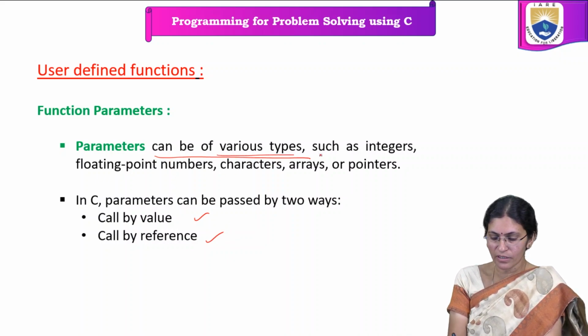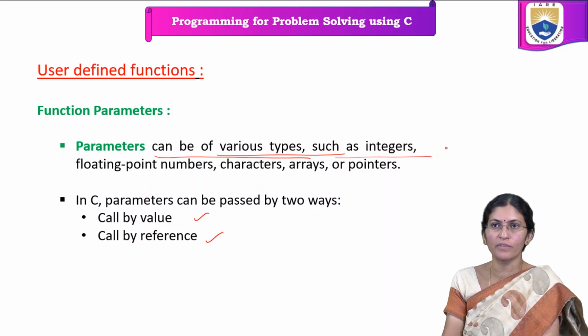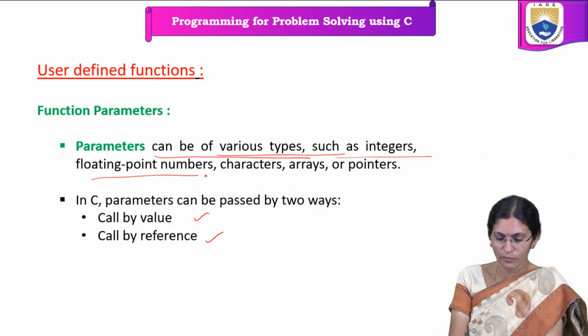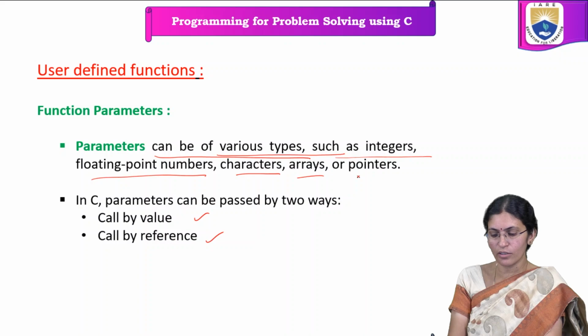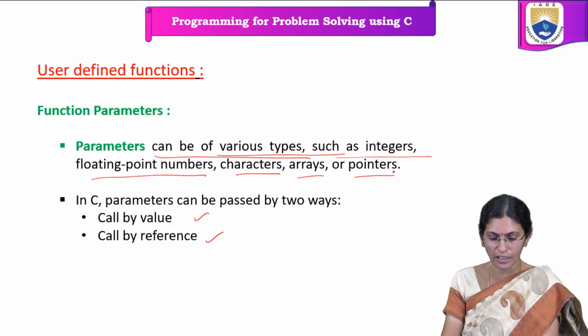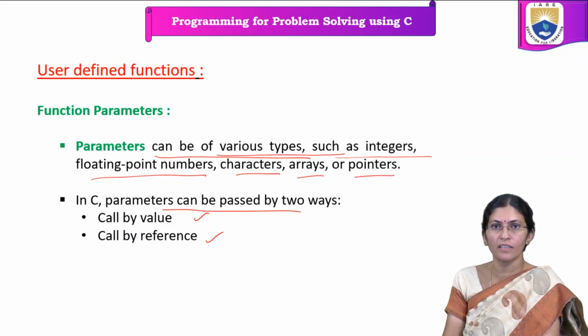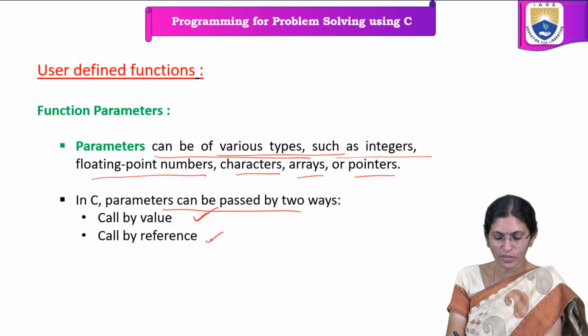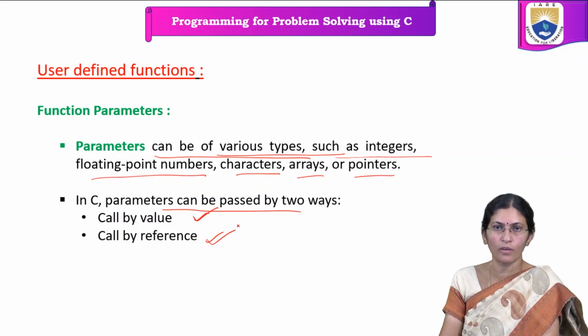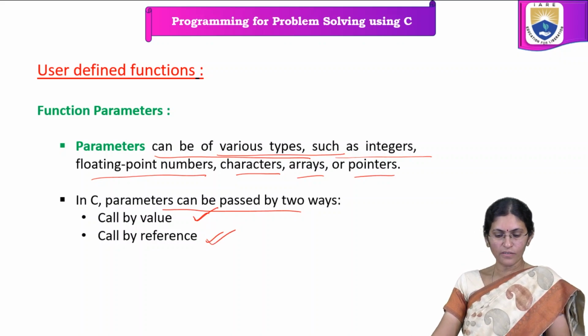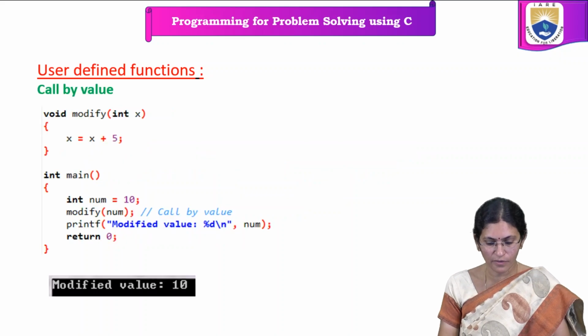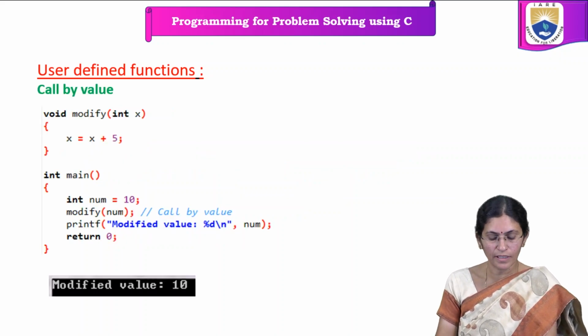So function parameters can be of various types like integers, floating point numbers, characters, arrays or pointers. Parameters can be passed in two ways. The first one is call by value and the second one is call by reference. So what is call by value and call by reference? We'll see that in detail with the help of programs.